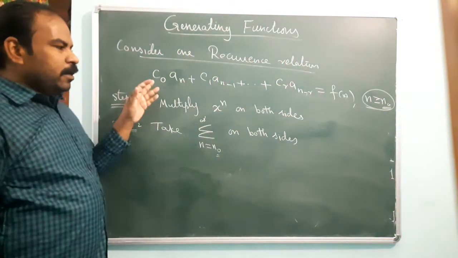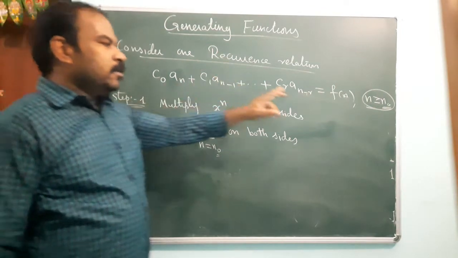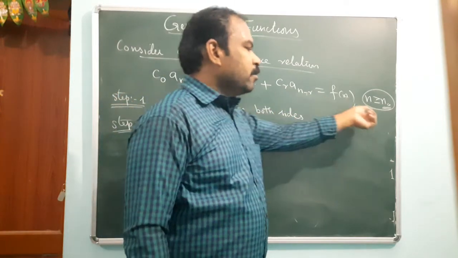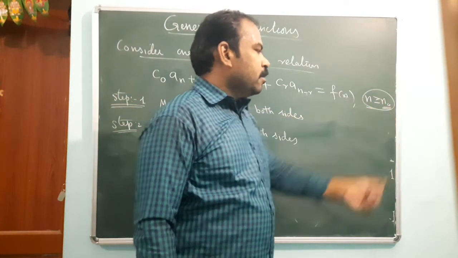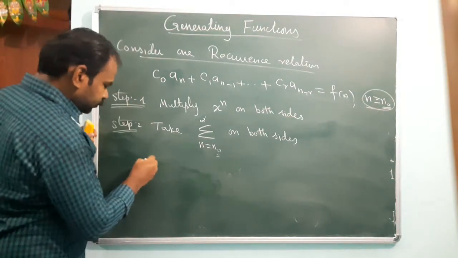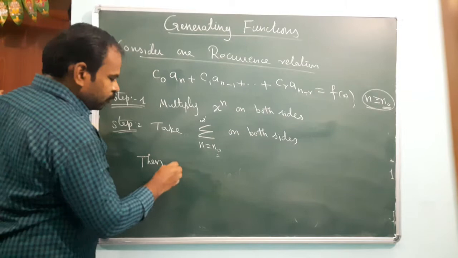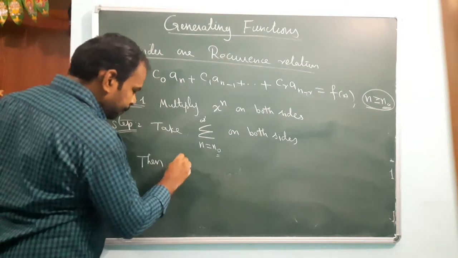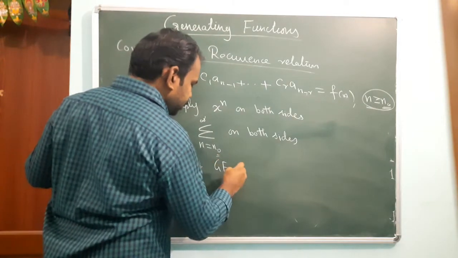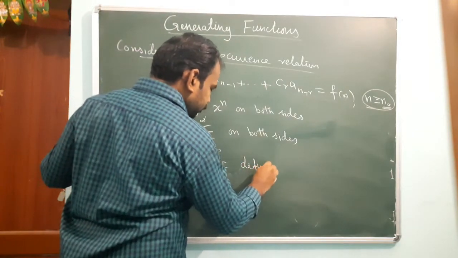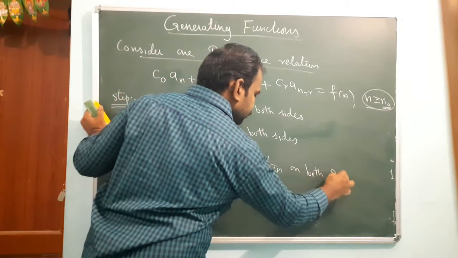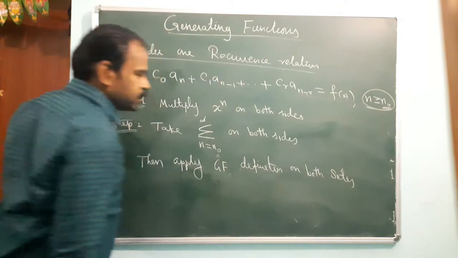In the question they already gave that the recurrence relation is true for all n greater than or equal to n naught. So we use n naught here. Then apply the generative function definition on both sides.